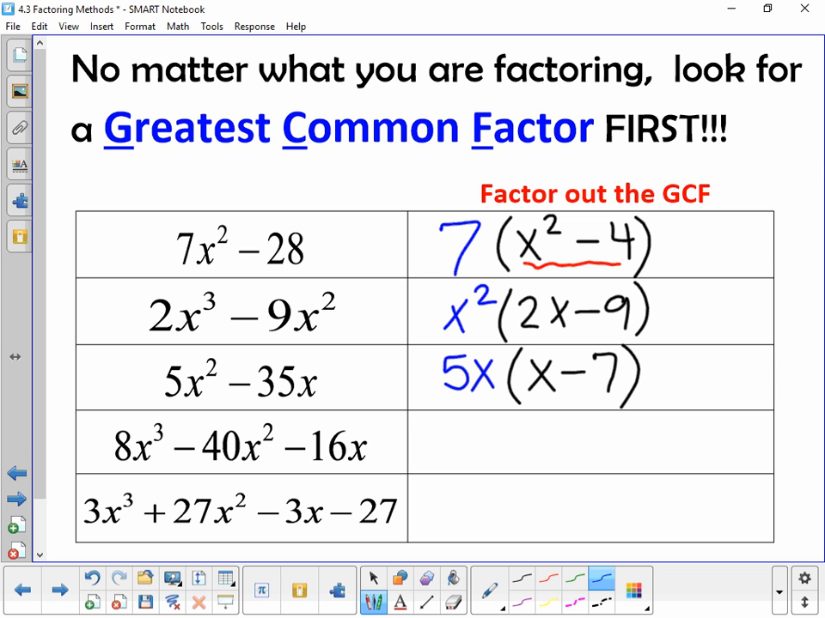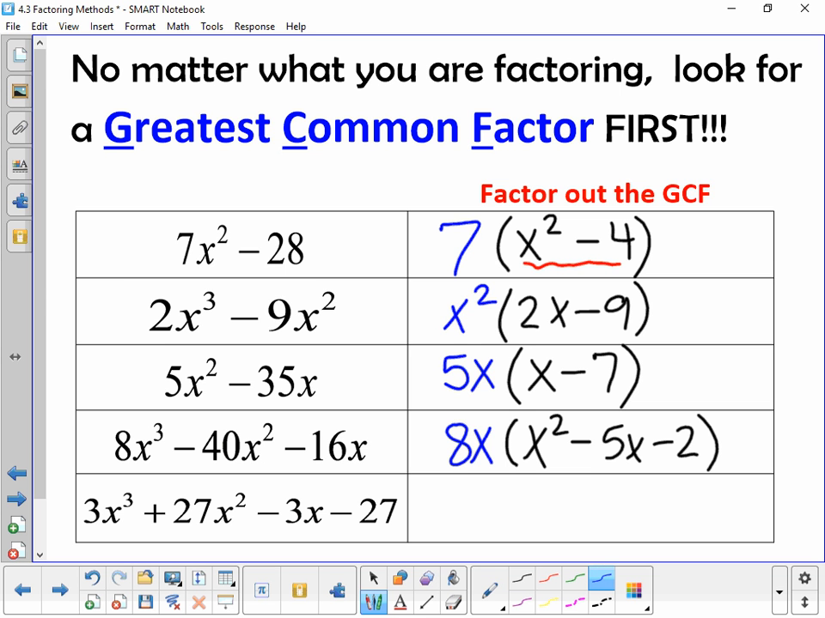And the next one, 8x to the third power minus 40x squared minus 16x. Lots of big numbers there, or big-ish numbers. And to make sure that you're looking big enough, they do all have a 2 in common, but we can actually even go up as high as an 8. So this has an 8 in common and an x. And if we factor out that GCF of 8x, we're left with x squared minus 5x minus 2.